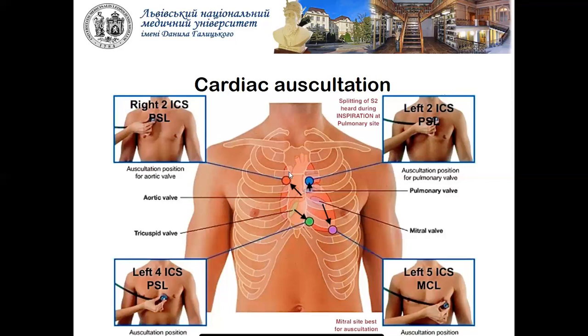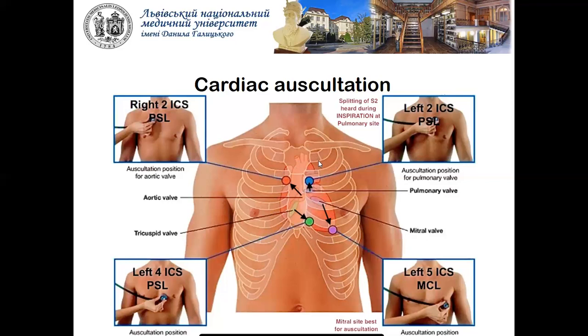So, what about the margin, the border of the heart? I give you information about the border of the heart. The border distinguishes the absolute and relative border. Absolute border is the border which is not covered by the lungs. The relative border is the normal size of the heart, like this one. So, distinguish the upper absolute and relative border.